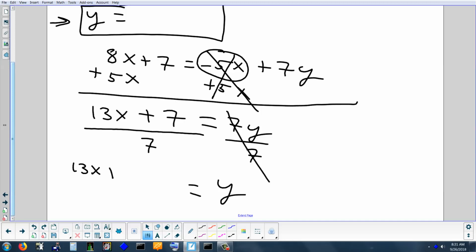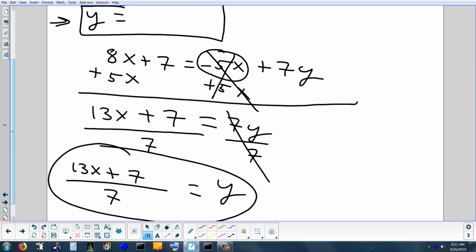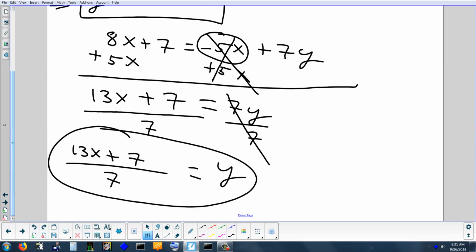13x plus 7 divided by 7. Now, if you're wondering, well, why can't you reduce it? Because with division, if you wanted to reduce it, 7 would have to go into that number, and that number. It doesn't go into all of them.